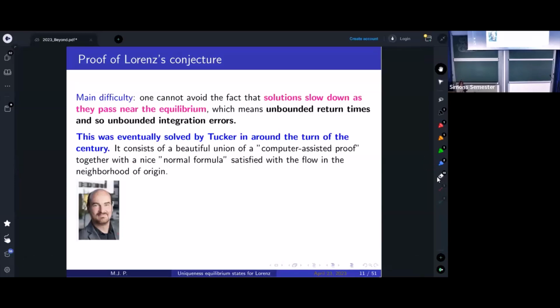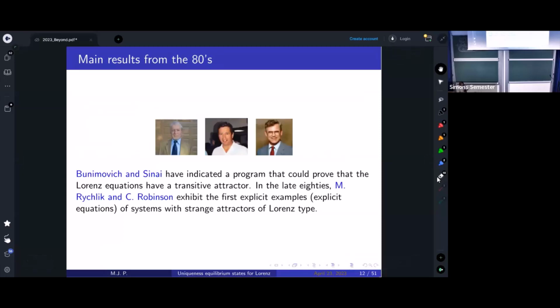The main difficulty to prove this was that you cannot avoid that when you approach the singularity, the solutions slow down, which means unbounded return times and so unbounded integration errors. This was eventually solved by Tucker, and it consists of a beautiful union of computer-assisted proof together with a nice normal form satisfied by the flow in a neighborhood of the origin. The main results continue. Bunimovich and Sinai indicated a program that could prove that the Lorenz equations have a transitive attractor. And in the late 80s, Rychlik and Robinson exhibited the first explicit examples, explicit equations of systems with strange attractors of Lorenz type.